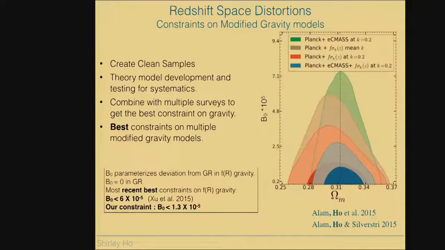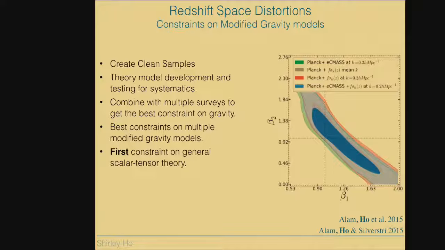Okay, so these are results that you can get. You can get very good constraints on multiple modified gravity models. These are some examples that you can see. This is for f(R) gravity. This is the first constraint on general scalar-tensor theory. I actually do not do theory of modified gravity, so don't ask me exactly what these models do, because I actually don't know.